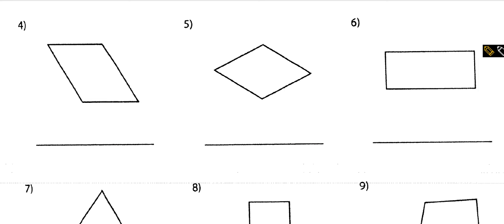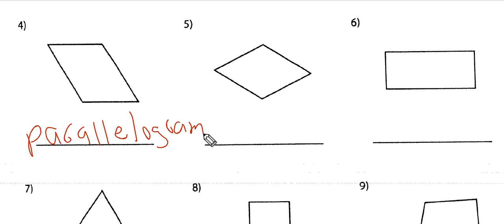And then number 4, that's a parallelogram. You could call it quadrilateral too, but I'm going to call it a parallelogram. That's a better name for it. And for example, if I called Anthony a boy, yeah, he is a boy, but there's a better name for him, right? Anthony.